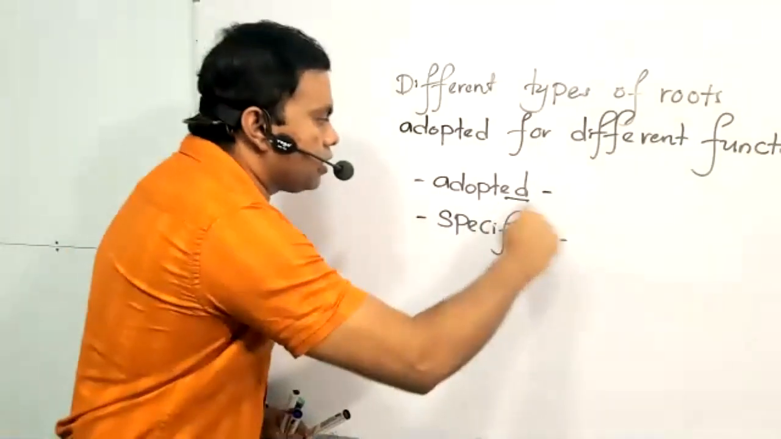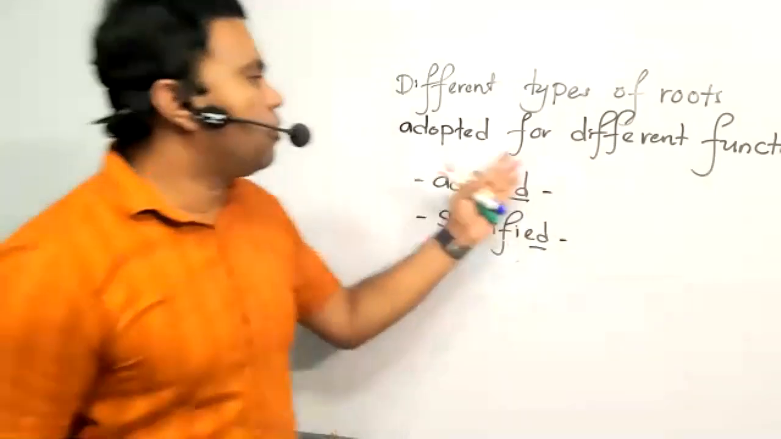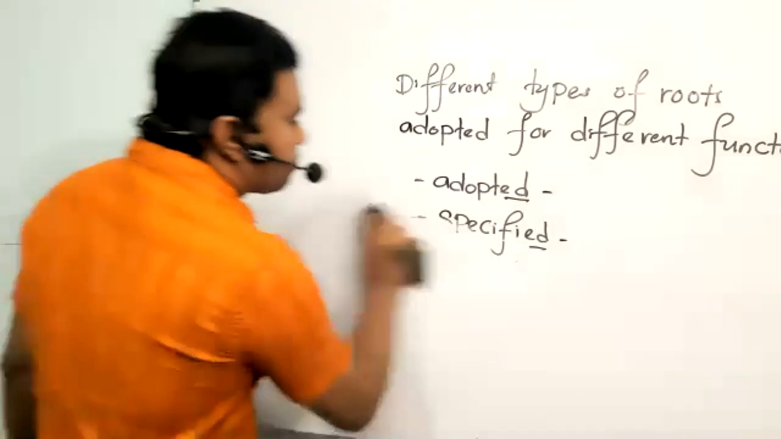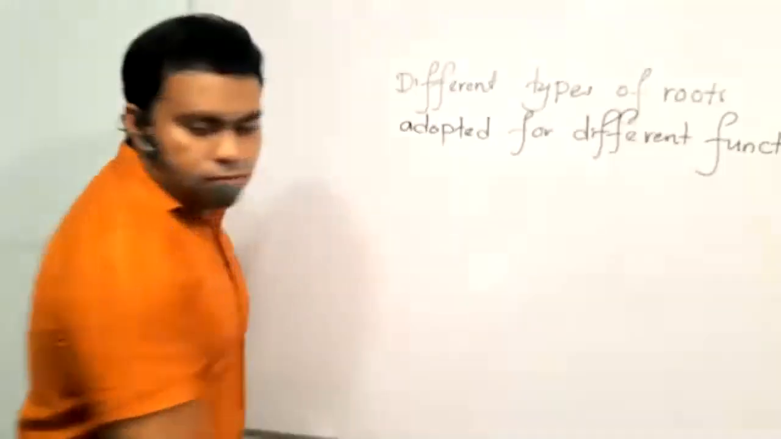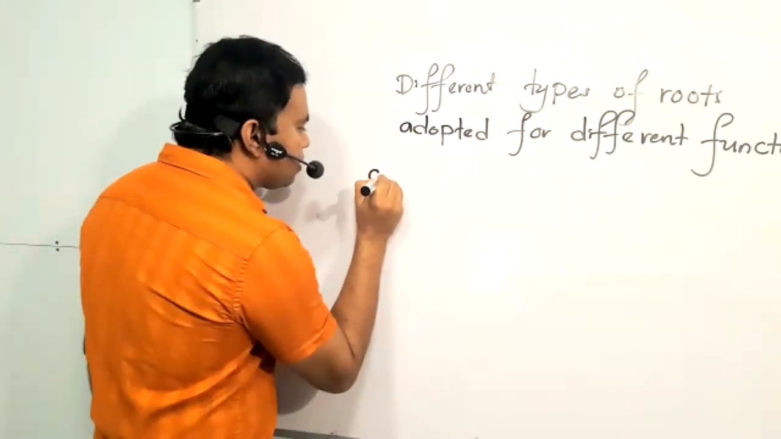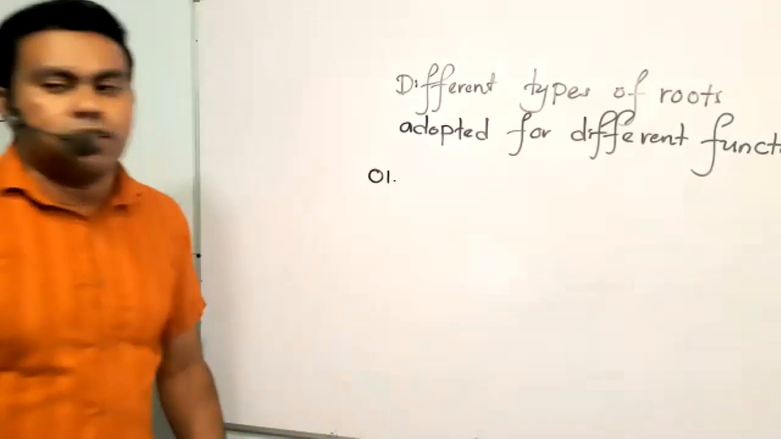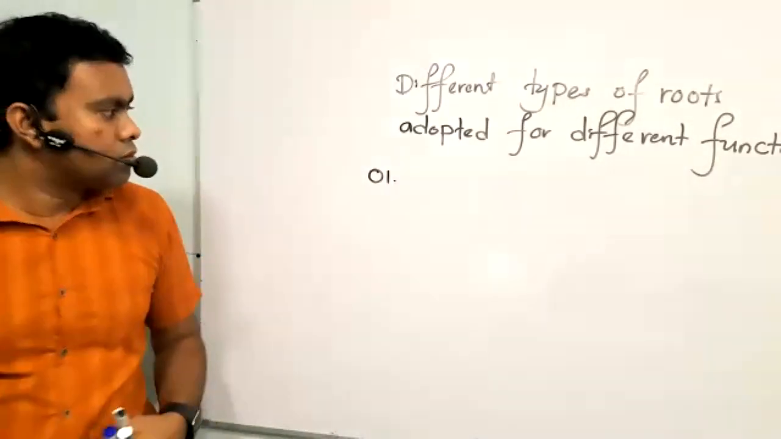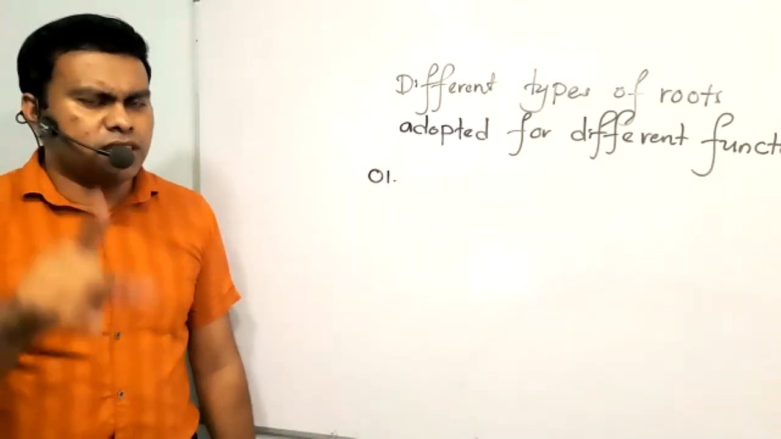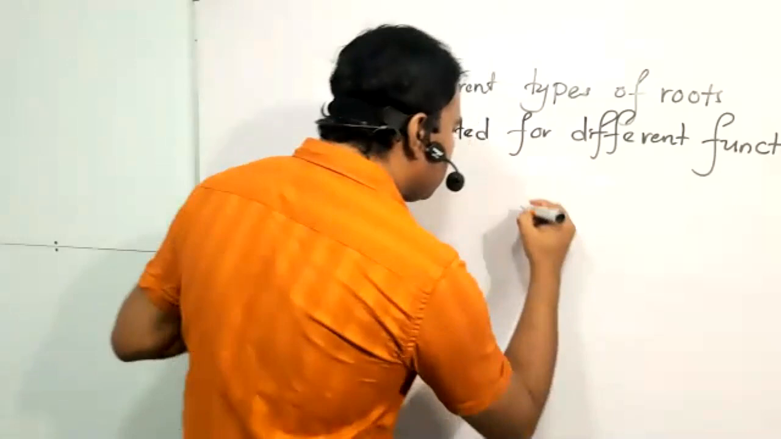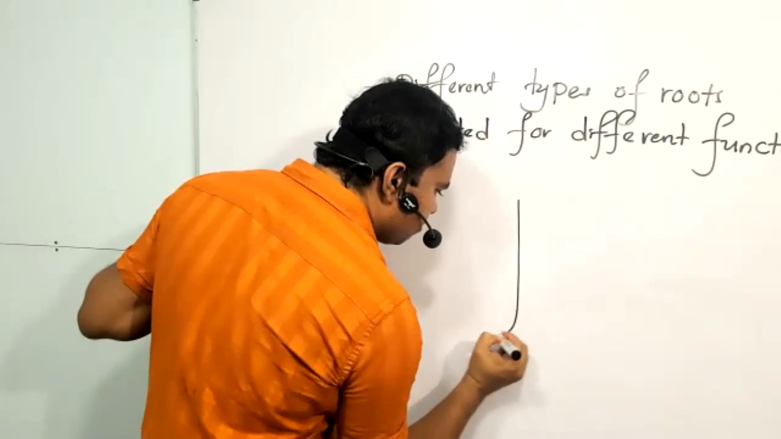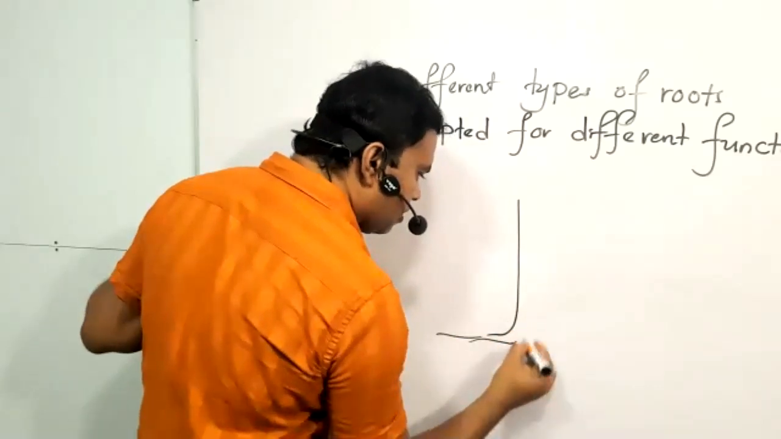So I have written here the past tense verb, adapted for different functions. So what are those root types? One of the main root types, first one, take down. Before that, I'll explain. I think you have seen plants like this.